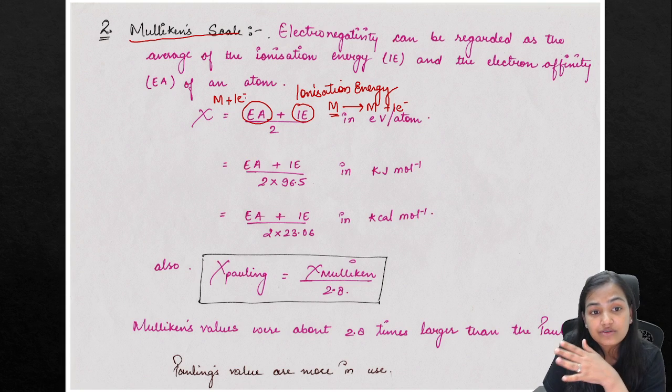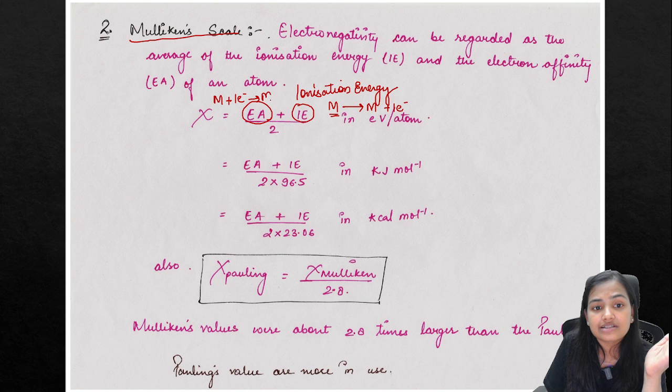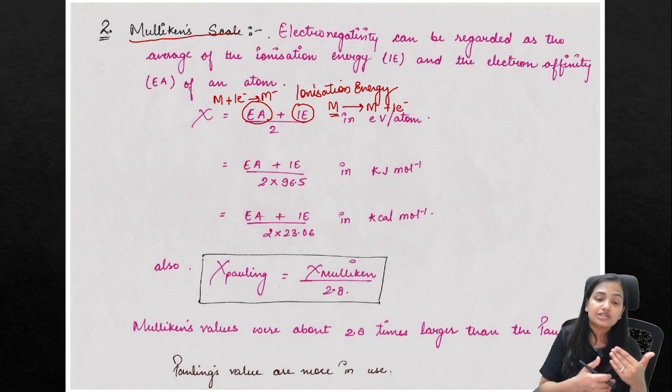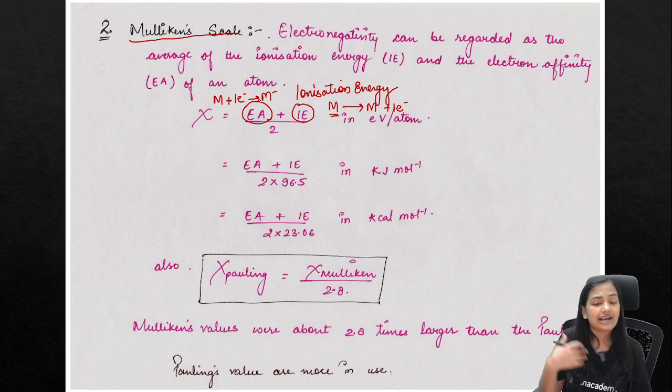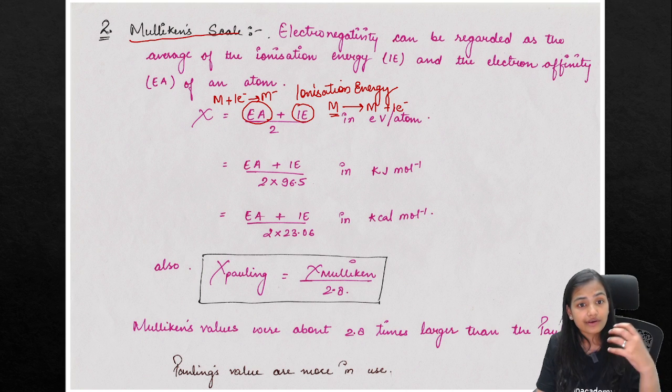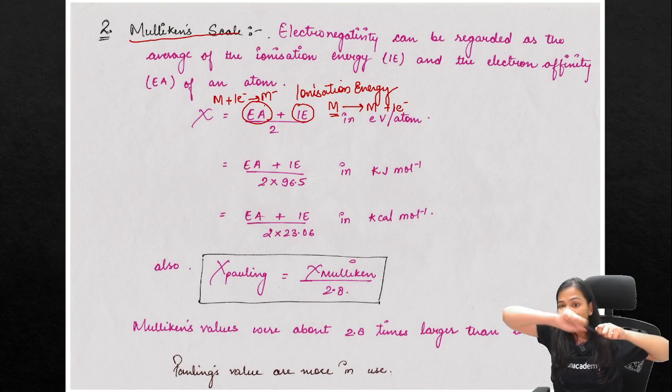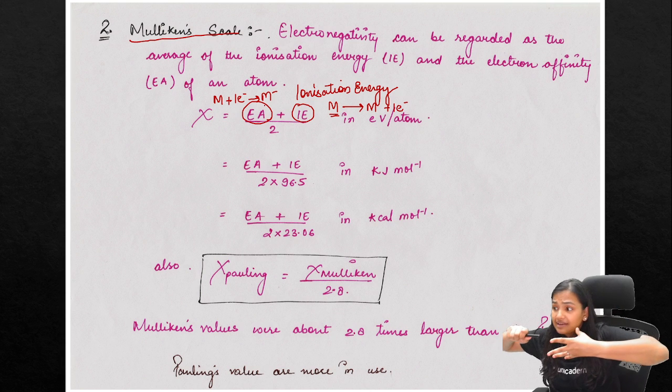So if this electron can be gained by any of the species, then this can become M negative. Okay, that is, whatever the change in internal energy when there is a gain of an electron in an isolated gaseous atom is the electron affinity. So here, what is happening when we are talking about electronegativity? One is pulling the electron. So if one is pulling the electron, the other is giving the electron, no?